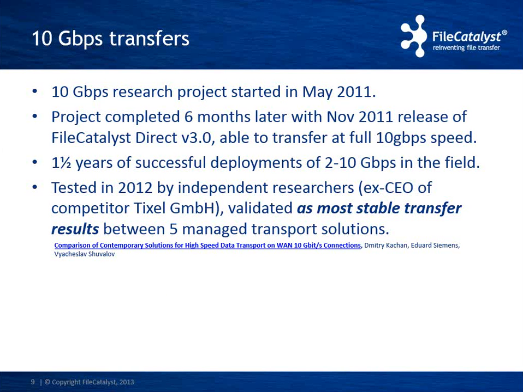The 10 gigabit research project actually started 2 years ago now, in May 2011. It took us about 6 months to complete, and the first time we released it to the public was in November 2011. So we've been on the ball for quite some time with this. We've got a year and a half of successful deployments, ranging anywhere between 2 to 10 gigabits. Not everybody has a 10 gigabit connection, but we'll do anywhere from 2 to 10 gigabits in the field without a problem.